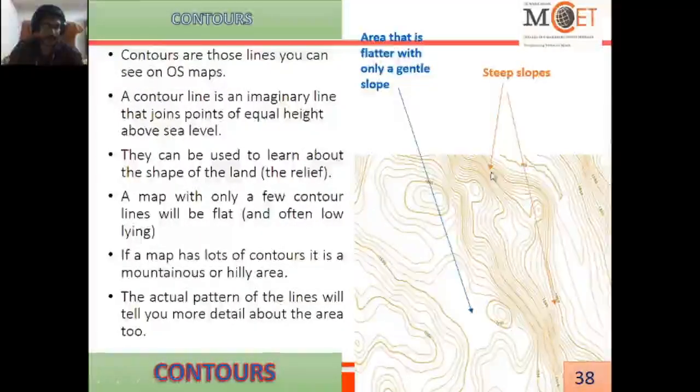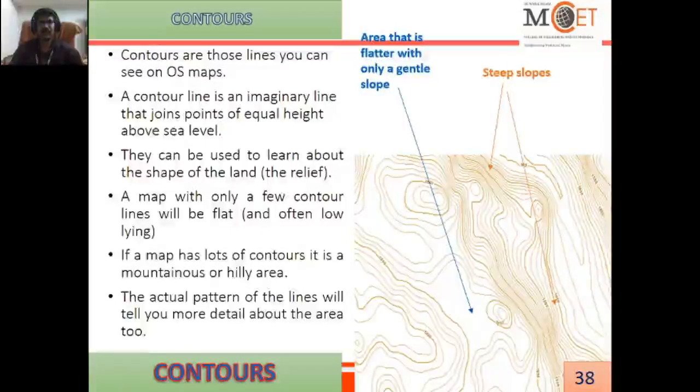The closed lines are represented as steep slopes. If there is a hilly terrain with steep slopes, the steepness has elevational differences, very minute changes, so that is represented with very closely spaced lines. And an empty space is an area that is flatter with only a gentle slope, right? So the contours are those lines you can see on OS maps, that is, ordnance maps.